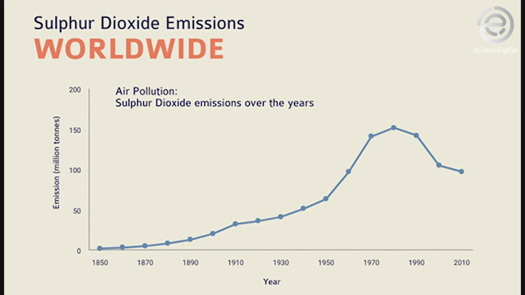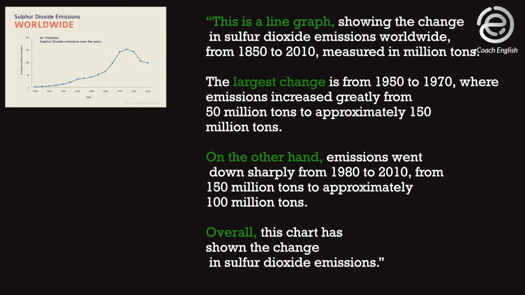Okay, here's what I got. This is a line graph showing the change in sulfur dioxide emissions worldwide from 1850 to 2010, measured in million tons. The largest change is from 1950 to 1970, where emissions increased greatly from 50 million tons to approximately 150 million tons. On the other hand, emissions went down sharply from 1980 to 2010, from 150 million tons to approximately 100 million tons. Overall, this chart has shown the change in sulfur dioxide emissions.